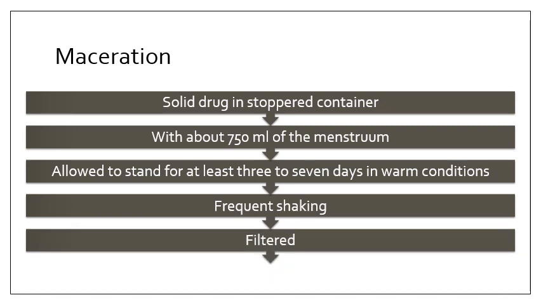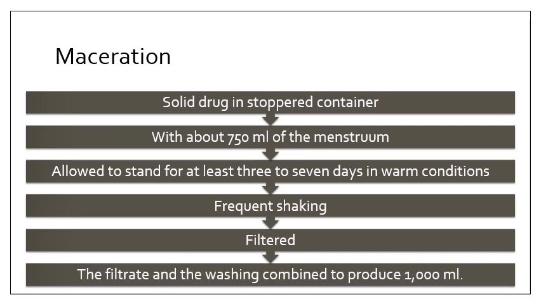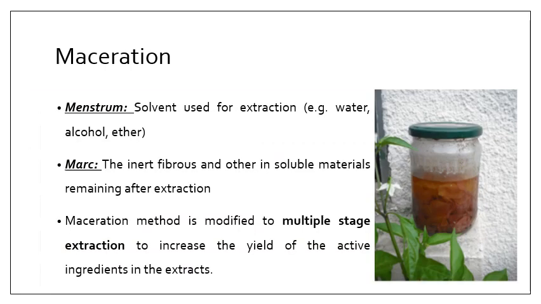After this time period of 3 to 7 days, the product present in the container is filtered and collected. More menstruum is then added to the filtrate to make the volume up to 1000 ml. The picture on this slide shows the placement of a drug into a jar along with the solvent. As earlier told, the solvent used for the extraction process may be water, alcohol, or ether. In the maceration process, the term used for the solvent is the menstruum.